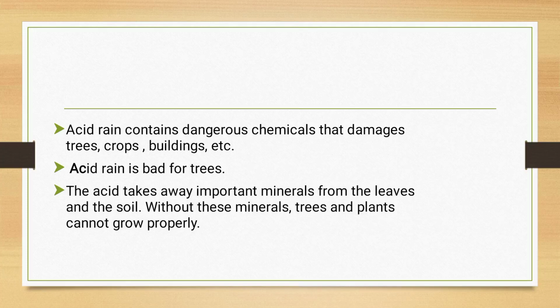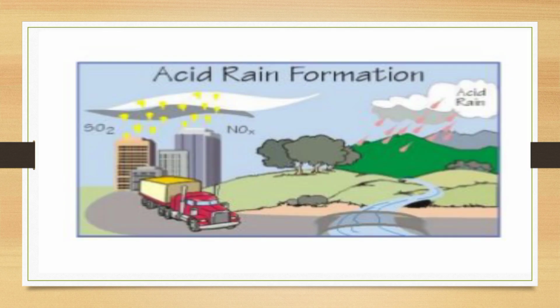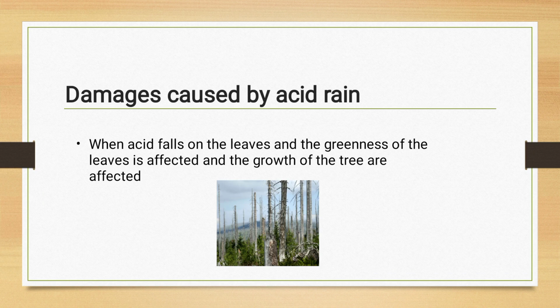So these are all about acid rain. Now you can see from here that sulfur dioxide as well as nitrogen oxide, carbon dioxide, and other gases come from the factories. When they combine with air, they form acids, and these acids come to the ground as acid rain. So it is destroying the plants, polluting water sources and soils, and even eroding buildings as well. Here you can see the acid rain formation again. Fine. Now let us see the damages caused by acid rain.